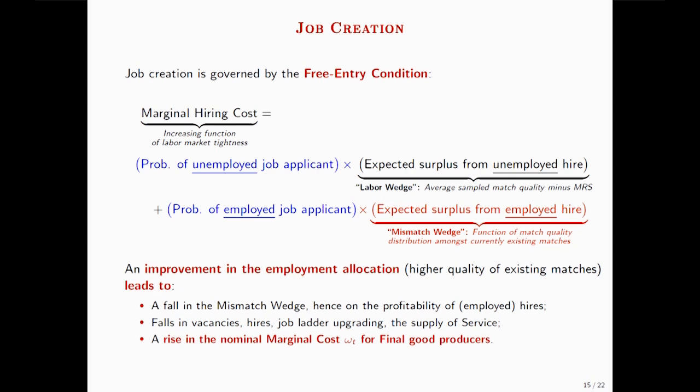And because the profitability of employed hires falls, that causes a fall in the incentive for firms to post vacancies, a fall in hires, a slowdown in job ladder upgrading, and ultimately a fall in the supply of this labor service. And because there's a fall in the supply of this labor service, that causes upward pressure on the nominal marginal cost, omega t, which is the price of labor services for final goods producers. And ultimately, that increase in omega t will be reflected in price inflation.